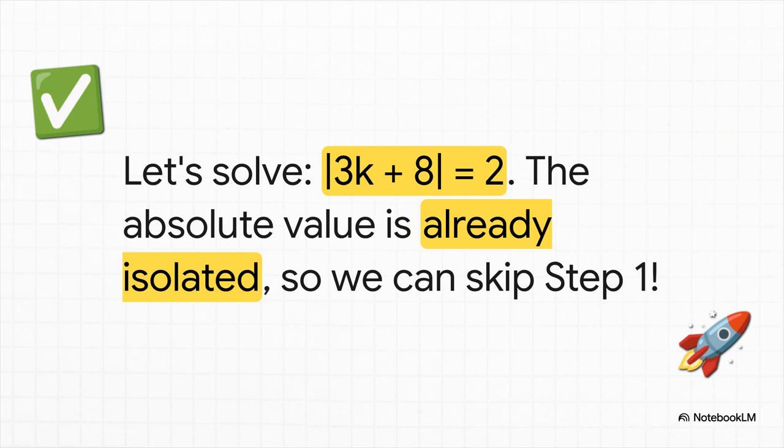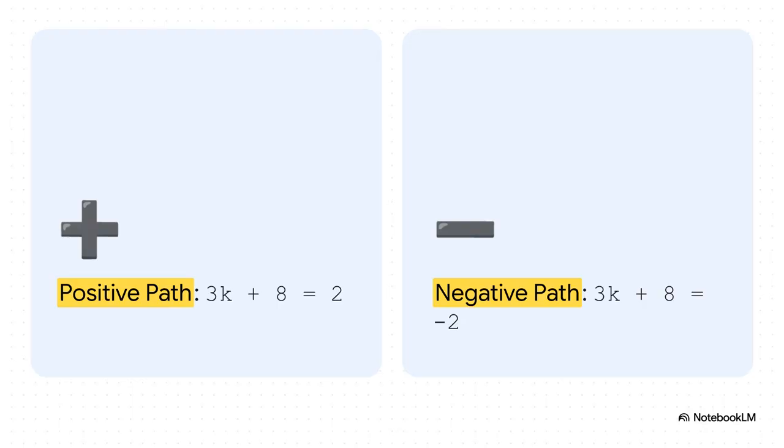Okay, let's put this machine to work. Let's try this one. The absolute value of 3k plus 8 equals 2. Now, what's our first step? Isolate, right? Well, in this case, it's already done for us. The absolute value part is all by itself on one side of the equation, so we get to jump right to step 2. Time to split. This means that the stuff inside those bars, the 3k plus 8, well, that could be equal to +2, or it could be equal to -2. Why? Because the absolute value of +2 is 2, and the absolute value of -2 is also 2. See? We've just created our 2 distinct paths to follow.